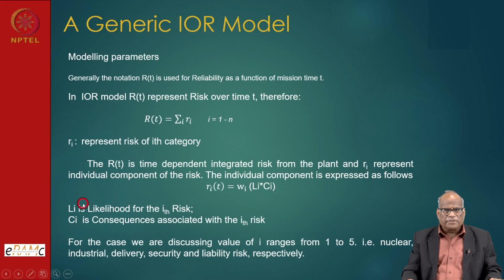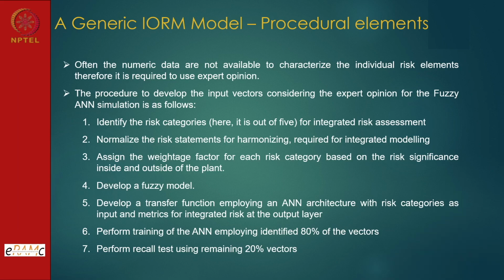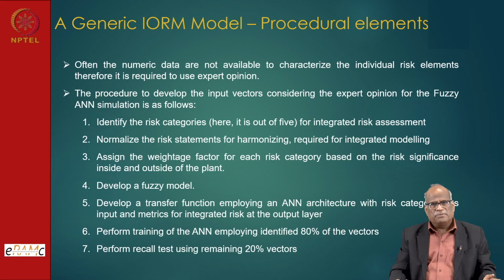So, this is for the ith risk. Now, if we take the summation of all these, as we see 1 to 5, the total risk will be the summation of i varying from 1 to 5, and then capital R_T will be formed. So, that is a mathematical connotation to risk.